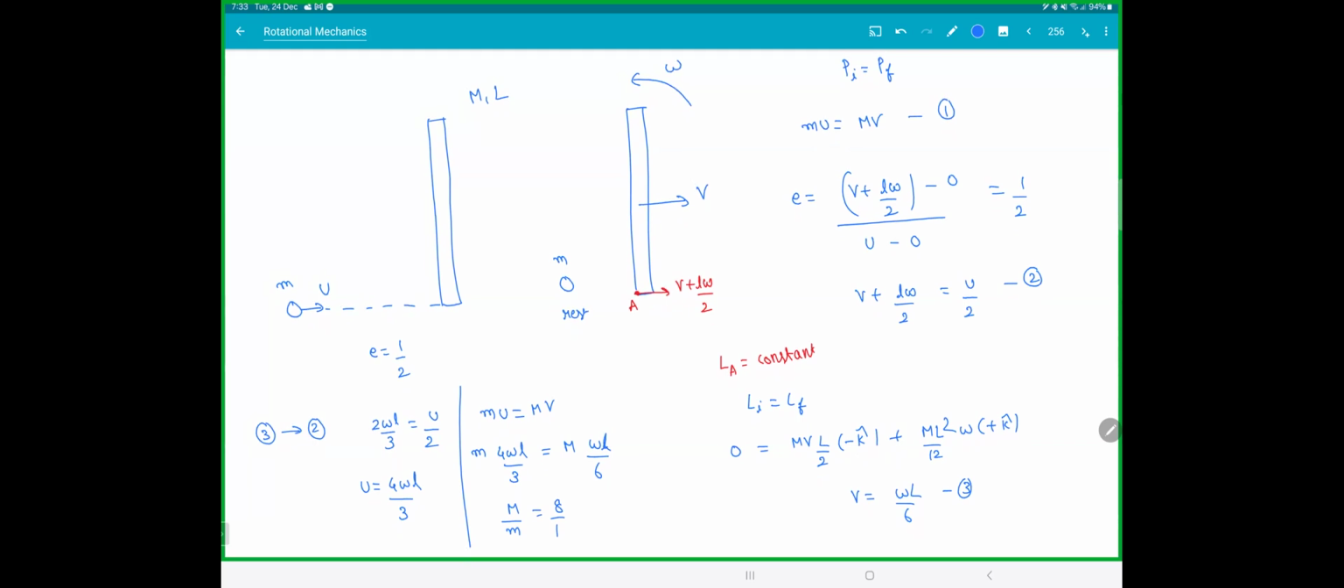Clear, everyone? I didn't change anything. Final diagram, linear momentum, restitution, angular momentum, done. The only thing here is, in this case, the final velocity of the ball is given indirectly. So just substitute there and you'll get the answer. Any doubts on this? Next one.